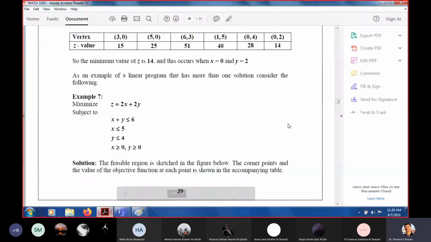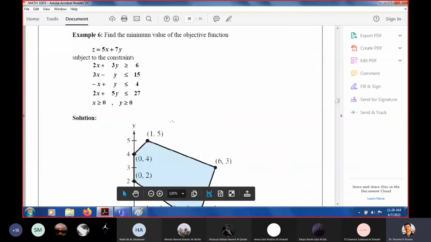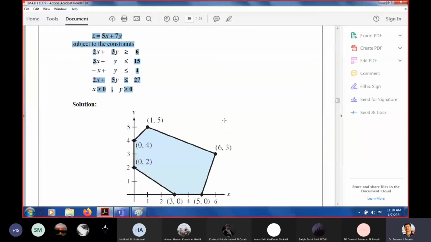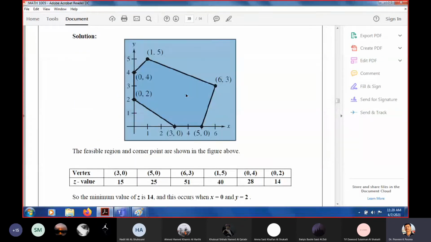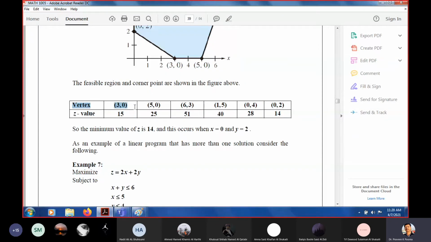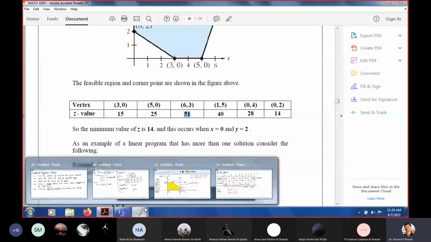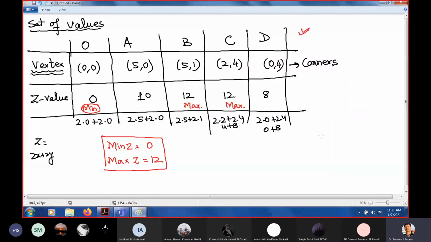Clear? So you can see from this they have solved it like this. This is the question. They have given this question, draw the feasible region, this is the feasible region and then make the table. Clear? Then search the minimum. Minimum is 14. This is the minimum value and maximum is 51. So minimum is at 0.2 and maximum is at 6.3. This is called the graphical algebraic method. So in this method we need to make this table. This is extra in this question.